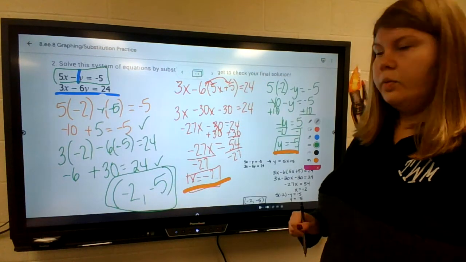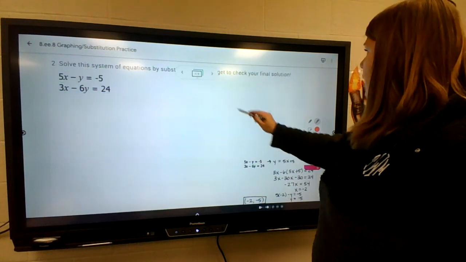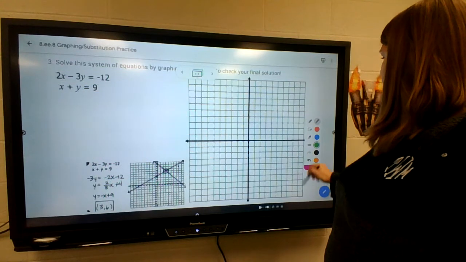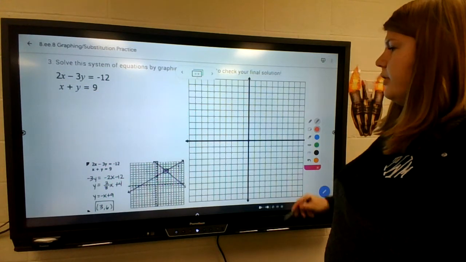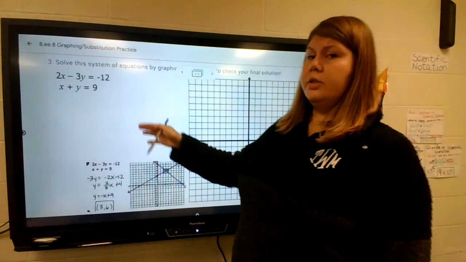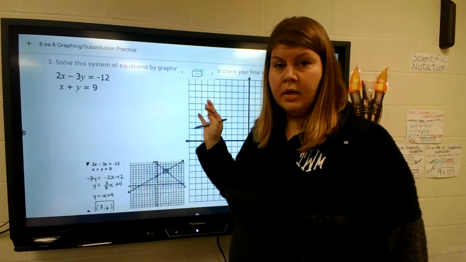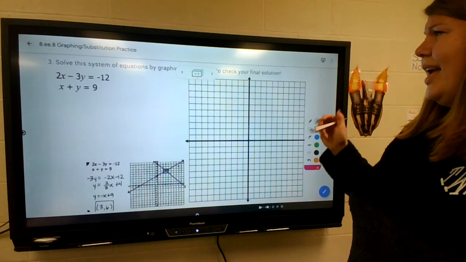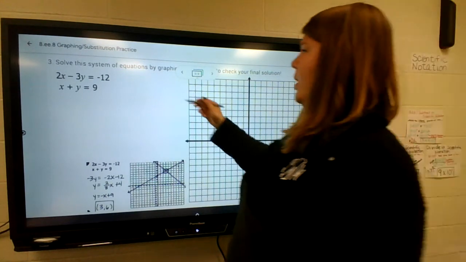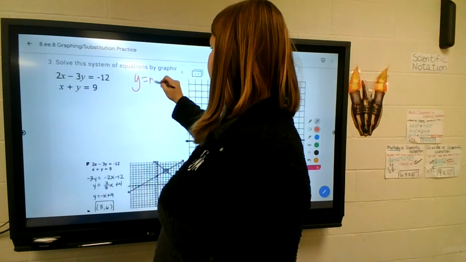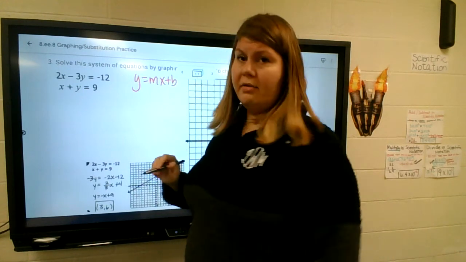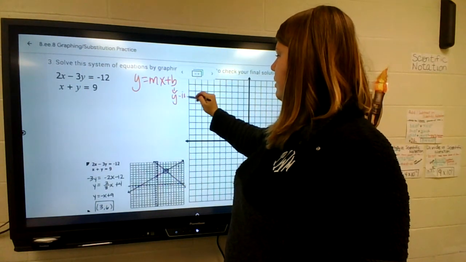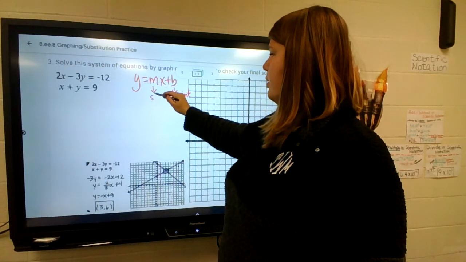All right, we're going to move on into the next one. And for this one, it's graphing, okay? So this is a different strategy, but I still need to check at the end. All right, so if I go to graph, I can only graph an equation when it's in this y equals mx plus b format, right? Because I need to know what the y-intercept is, and I need to know what the slope is in order to graph.